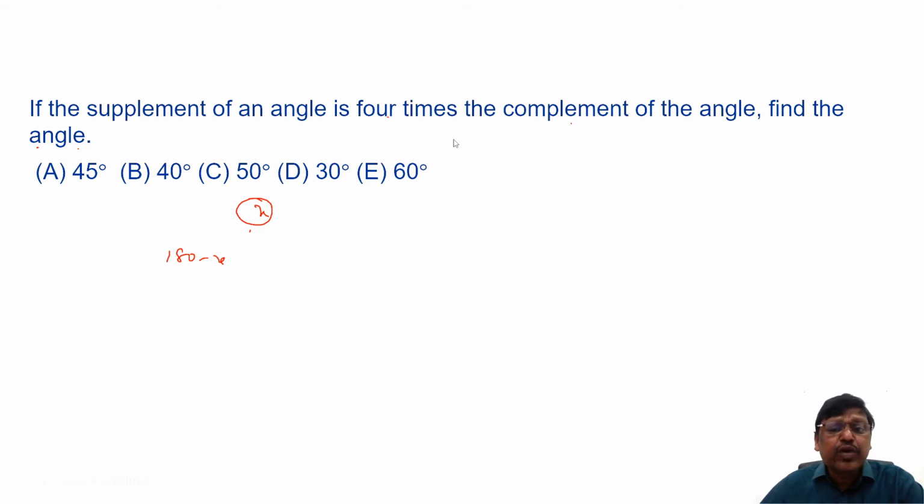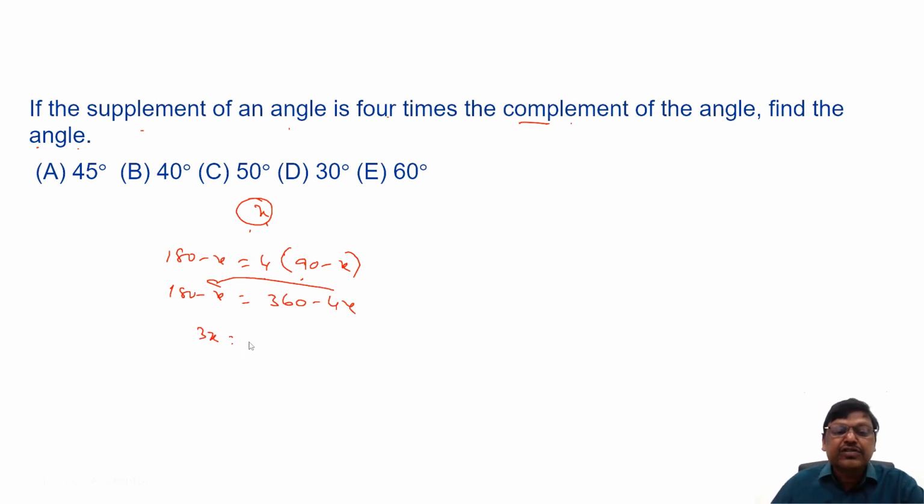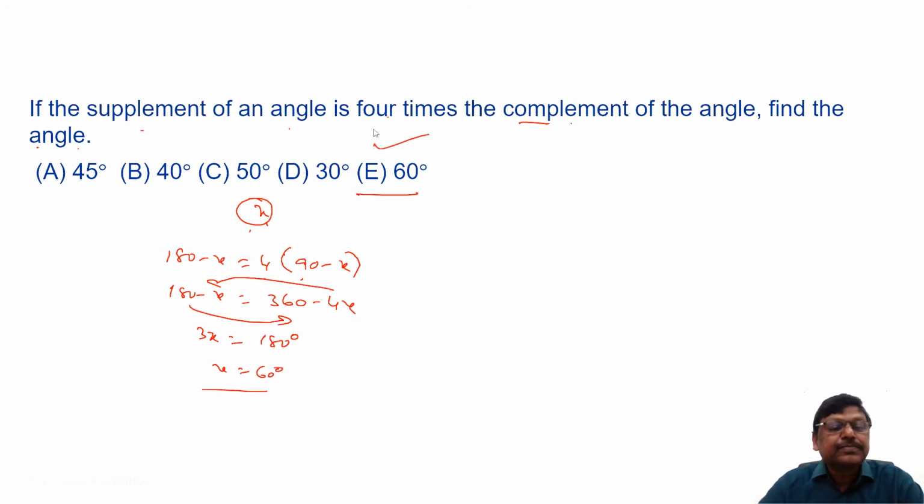If an angle is x, what is its complement? Complementary angles means the sum is 90. If an angle is x, its complement is 90 minus x. And the supplement is 4 times the complement. So, make it 4 times. We can say 180 minus x equals 4 times 90 minus x, which is 360 minus 4x. 4x comes this side, so 3x equals 180, 360 minus 180. So x equals 60 degrees. So our answer is choice C.